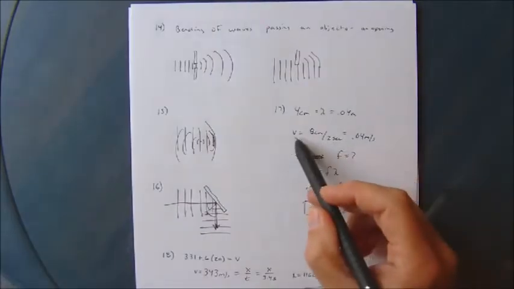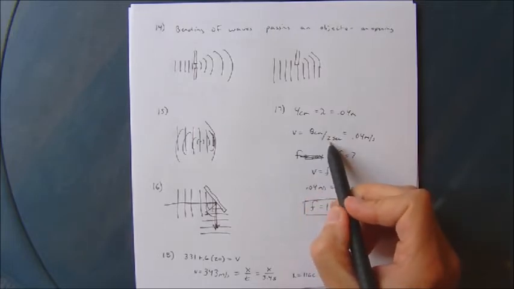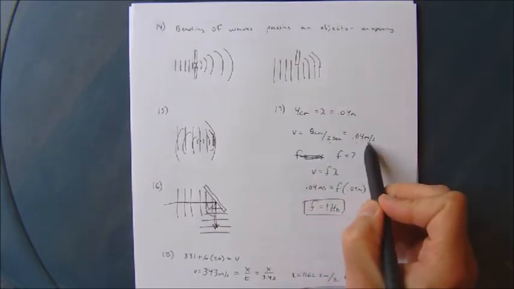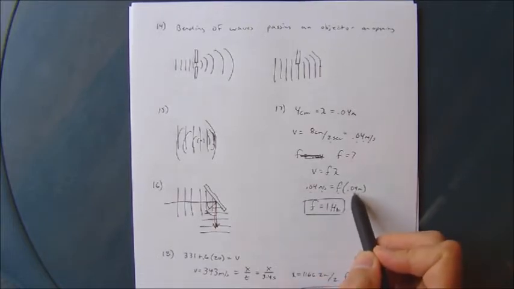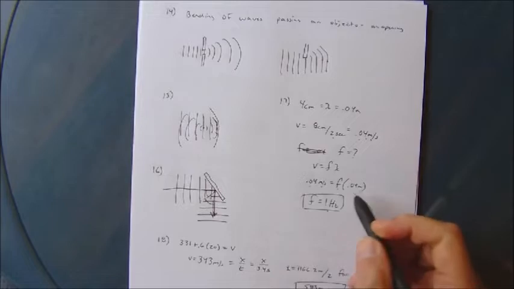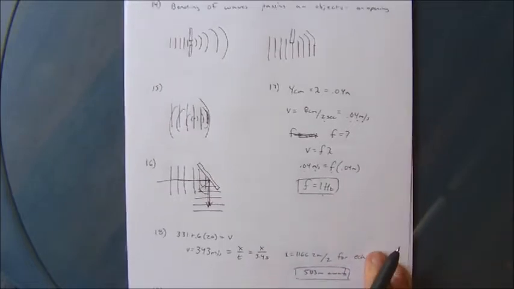So coming back, my velocity is 8 centimeters in 2 seconds, or 0.04 meters per second. Plugging that in, I get 0.04 meters per second is equal to frequency divided by 0.04, and I get 1 hertz. So that's the answer to 17.